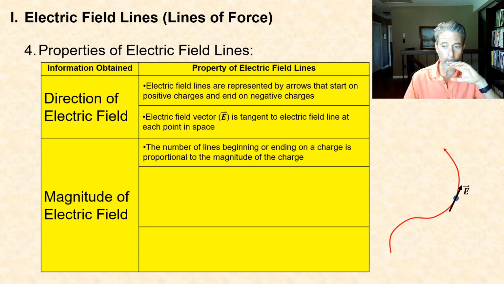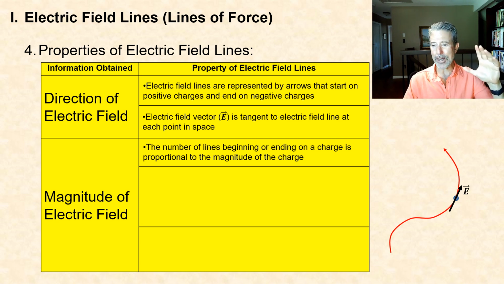So for example, if you draw a given number of field lines, say 10 field lines, which emanate from a charge Q, if you were to double the amount of charge to 2Q, you would then need to double the number of field lines emanating from it in order to be consistent with this criteria here.